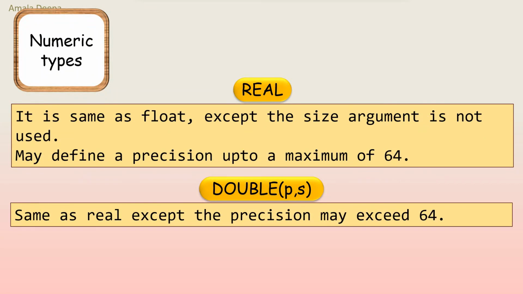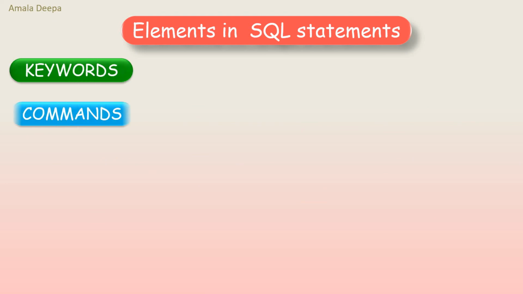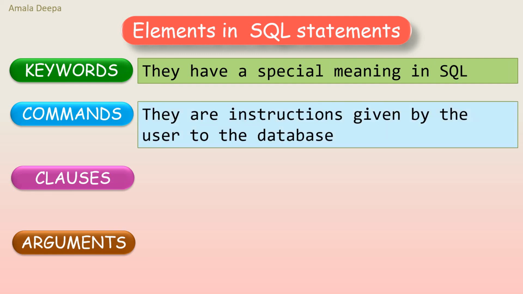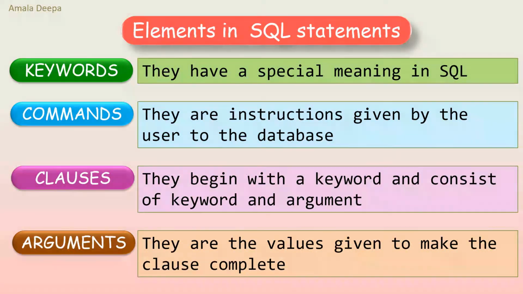Next we will see the elements in SQL statements: keywords, commands, clauses, arguments. Keywords have a special meaning in SQL. Commands are instructions given by the user to the database. Clauses begin with a keyword and consist of keyword and argument. Arguments are the values given to make the clause complete.